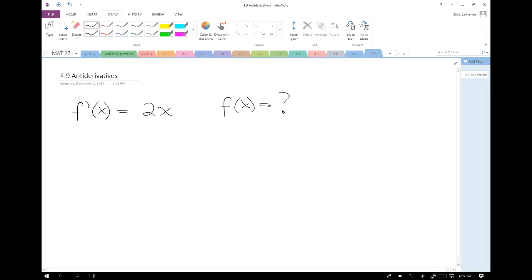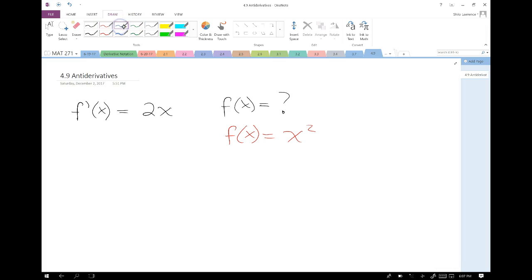I'm going to teach you some different rules so that this is easier to figure out, but you might be able to just remember off the top of your head that f of x is going to be x squared. If you take the derivative of x squared, you get 2x.